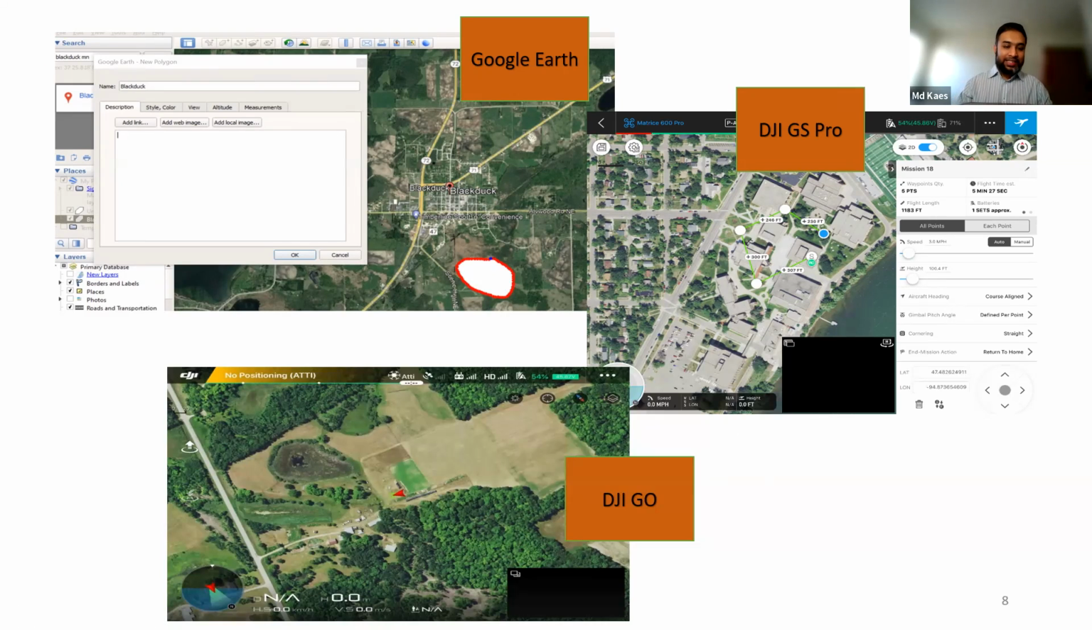Basically, this slide shows what we did. With Google Earth, we selected the location of our interest. Then we drew the flight path on the place of interest with the DJI GS Pro app. Then we merged them together. Then we connected the drone with the controlling app, DJI Go, which is installed on our iPad.